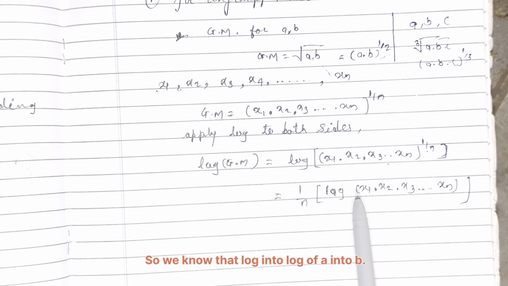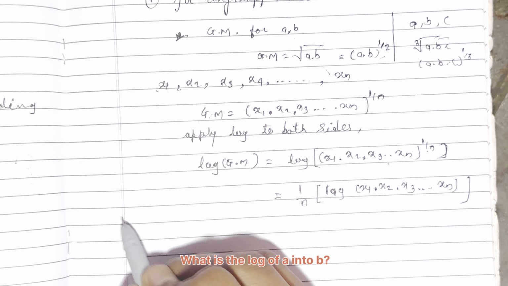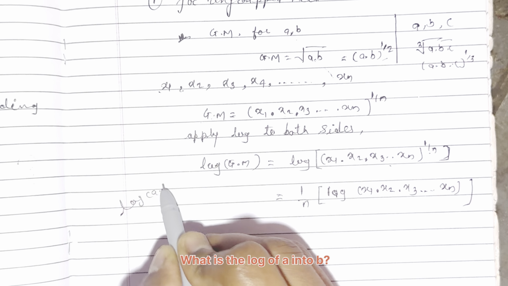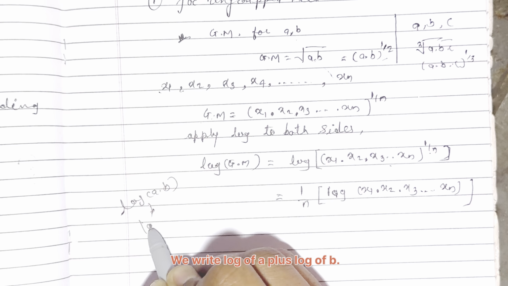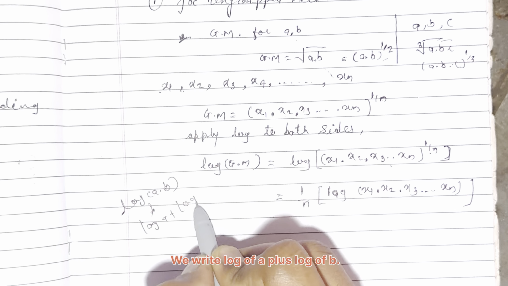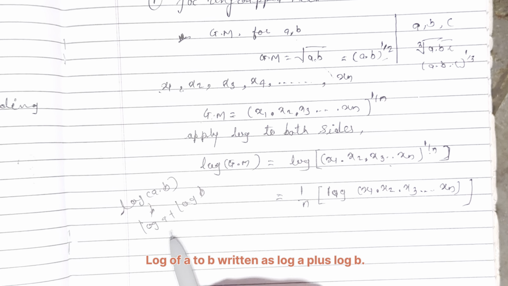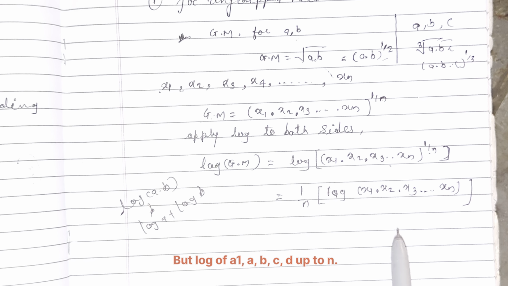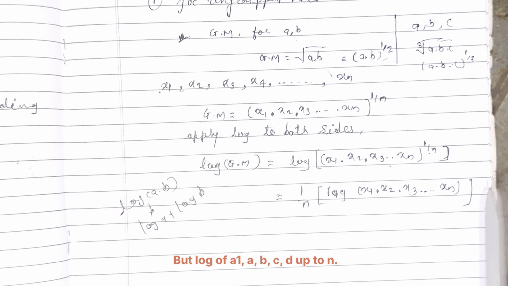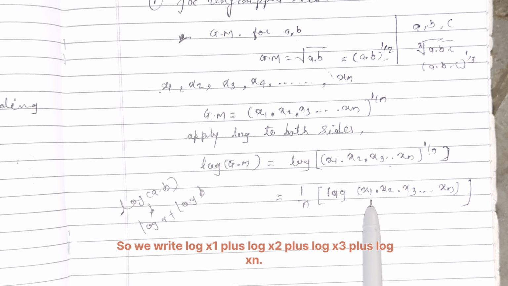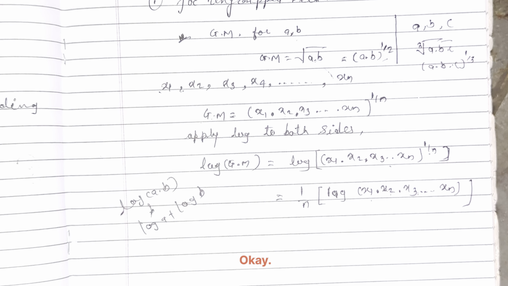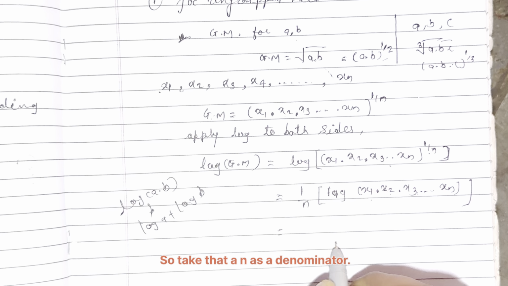So we know log of a into b. What is the log of a into b? We write log of a plus log of b. Log of a into b is written as log a plus log b, and similarly for a, b, c, d up to n. So we write log x1 plus log x2 plus log x3 plus log xn. I'm going to apply the multiplication rule for logarithms here. So take that n as a denominator.